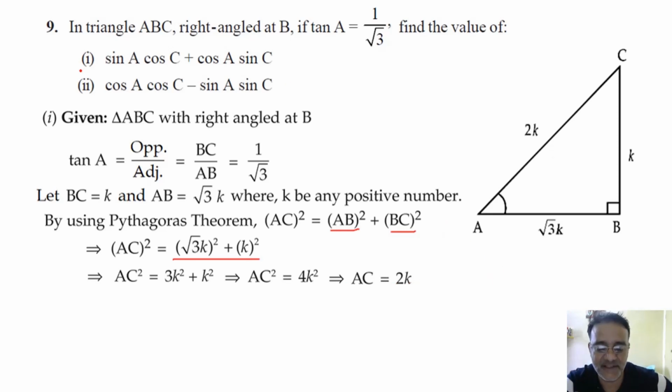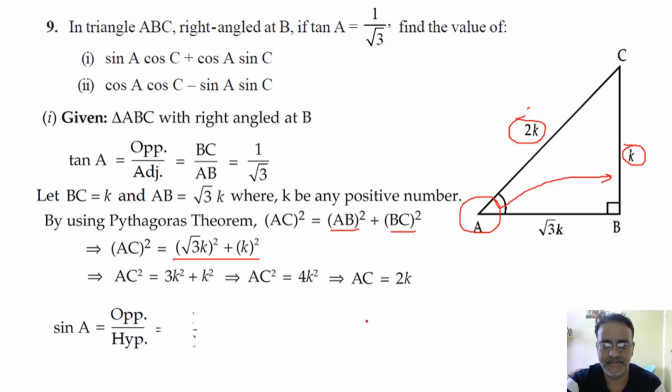Now we'll find first sin A, cos A, sin C, cos C. उसके बाद substitute करेंगे. Okay. So we'll start with sin A. Sin A is O by H. So which side is opposite to angle A? BC. So BC by AC. That is K upon 2K. Right? K upon 2K is 1 by 2. So we got 1 by 2.